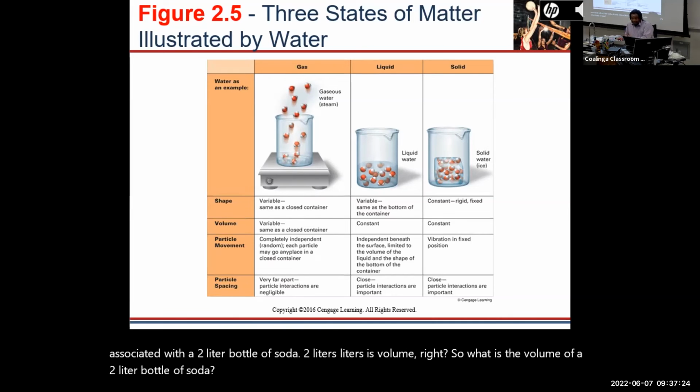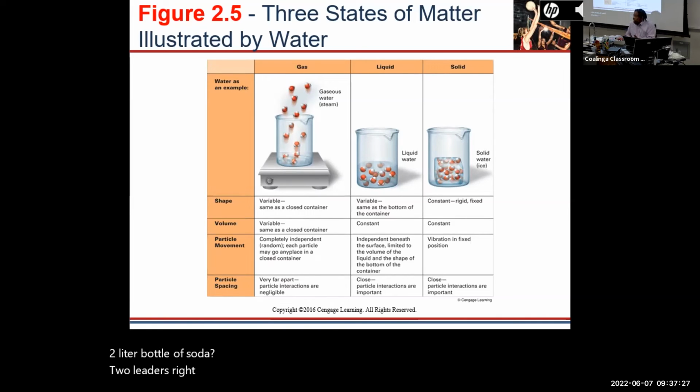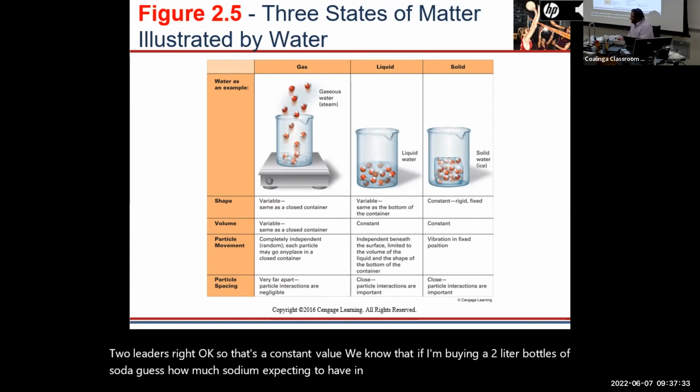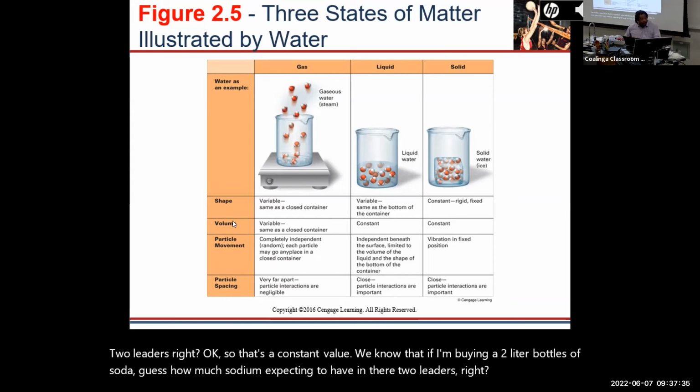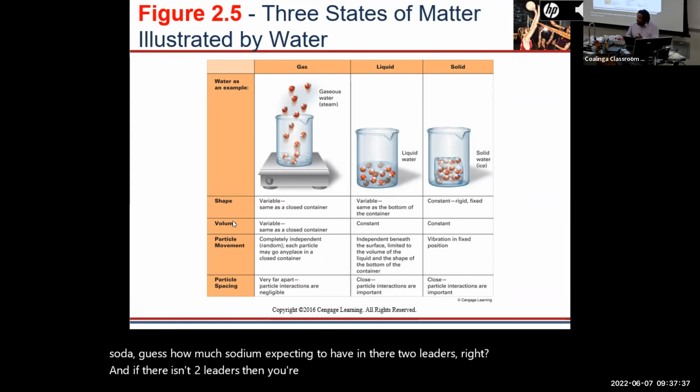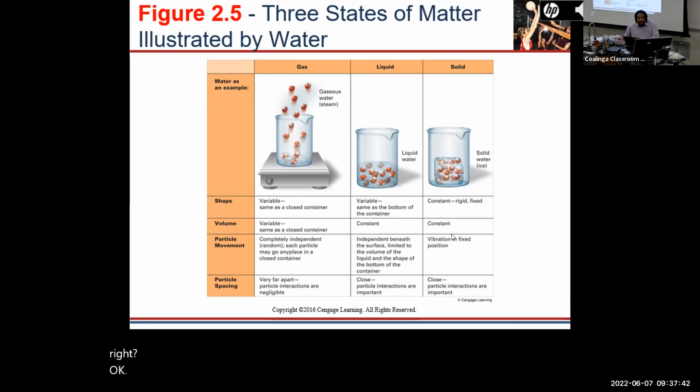2 liters, right? Okay, so that's a constant value. We know that if I'm buying a 2-liter bottle of soda, guess how much soda I'm expecting to have in there? 2 liters, right? And if there isn't 2 liters, then you're going to the store and saying, where are my 2 liters, right? Okay. If it's a solid, it's also going to have a constant volume associated with it, right?